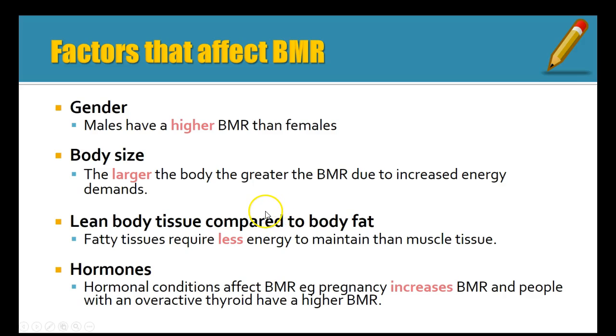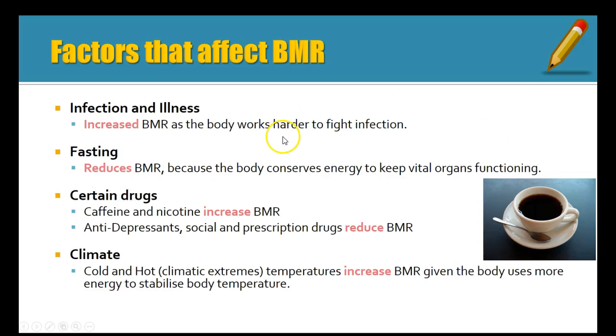So hormonal conditions will also affect your BMR. If you're pregnant, you will have an increased BMR, and if you have an overactive thyroid, you will also have an increased BMR. Other factors that affect BMR include infection and illness, because your body is working harder to fight off an infection, and that requires energy.